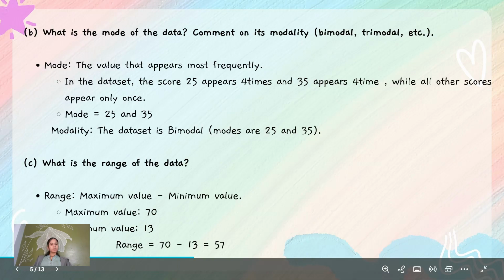For question C: what is the range of the dataset? For the range, we subtract the minimum value from the maximum value. The maximum value of the dataset is 70 and the minimum value is 13. So the range will be 57.